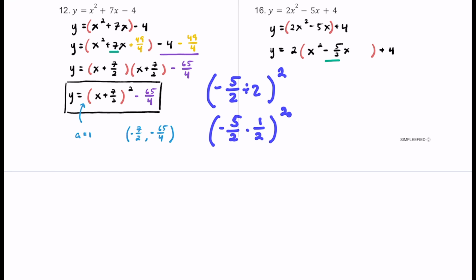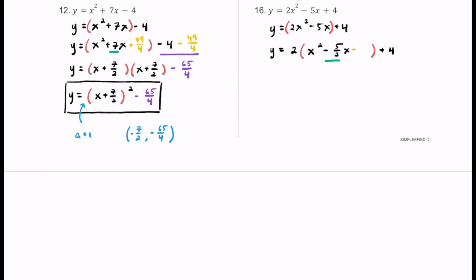Now, -5/2 times 1/2 is going to equal -5/4, right? And if we square that, that's going to be +25/16. So -5 times -5 is +25, 4 times 4 is 16. So this is the value that will complete the square for us, +25/16. I know this is not the friendliest problem. Not only that, but if you go ahead and write -25/16, that is not going to be what we're looking for.